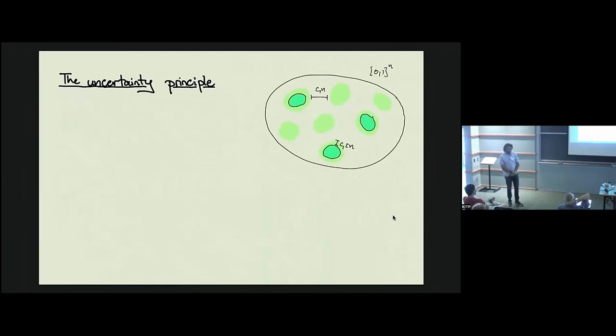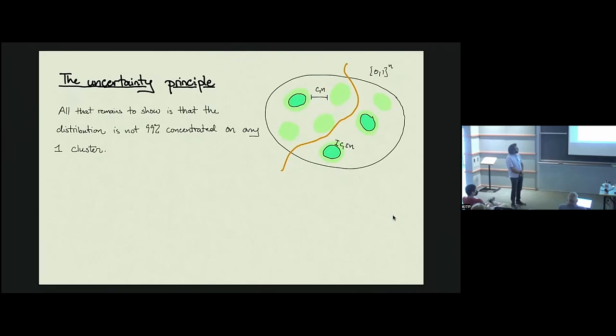I may not be able to prove that if I measure in the Z basis, I'm going to get a well-spread distribution. But what I can show is that in either the X basis measurement or the Z basis measurement, I'm going to induce a well-spread distribution. And that's enough to prove the lower bound because it proves that it's well spread somehow. So how do we do that? We want to prove that there's some clustering into two halves, and all that really remains to show is that it's not too concentrated on one cluster.